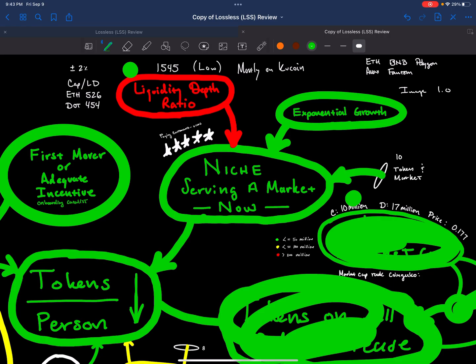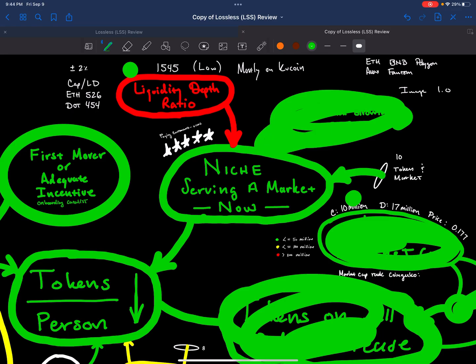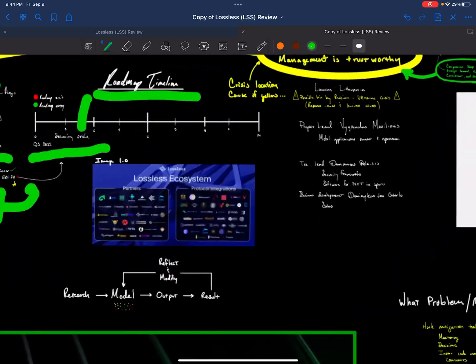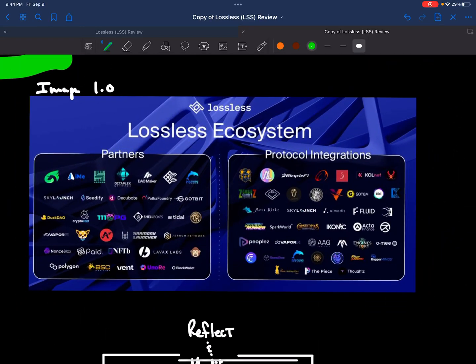So that's something that's negative for it. But it does have some customers which look pretty good. So it is servicing a niche now. Now, just to give you a general look, none of these names really stick out to me. These are the partners, and these are the protocol integrations. So you can overlook this right now and see if anyone sticks out to you. None of these seem like big time players to me, on both sides.